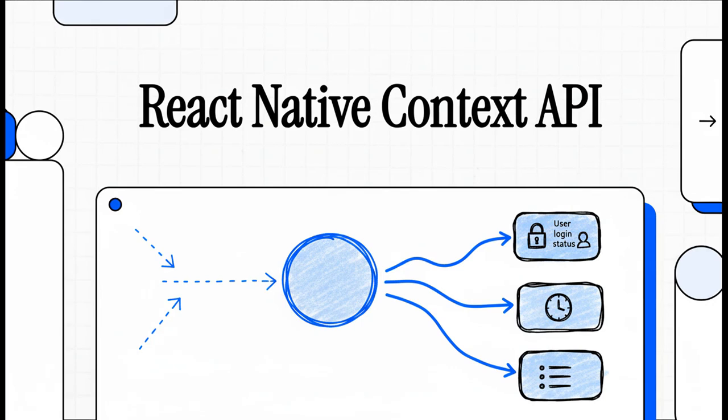Today we're going to tackle a problem that every single app developer runs into. You know the one. How do you share data, like say a user's login status, across all the different screens in your app without turning your code into a complete spaghetti mess?